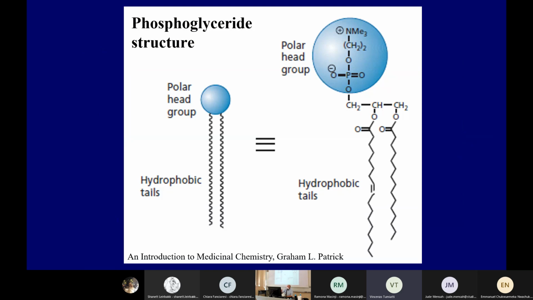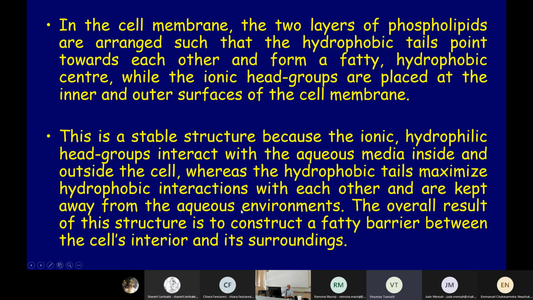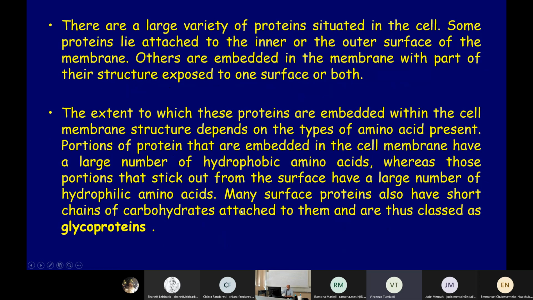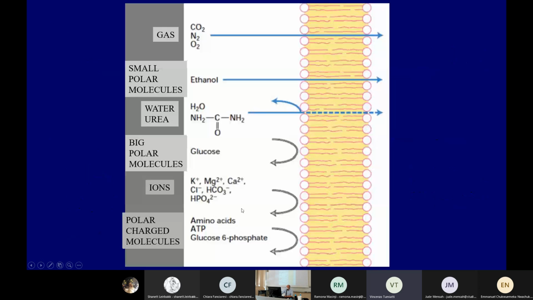A picture about the phospholipid structure, polar head, hydrophobic tails. Once again. Okay, a lot of description. And here you can see some molecules able to cross or not to cross the cell membranes.